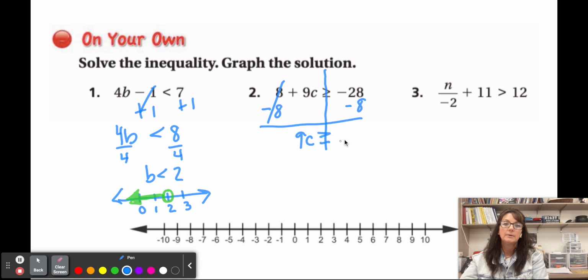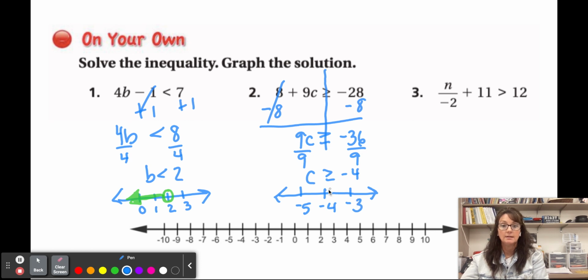9c. Keep the symbol. Add these together because they are the same sign. So -36 dividing by a positive number does not change the symbol. C greater than or equal to -4. Again, just a few numbers around -4 so that we know that we have it in the right location and we can test the numbers. This is going to tell us that we want a closed circle. And we want numbers that are greater than -4.